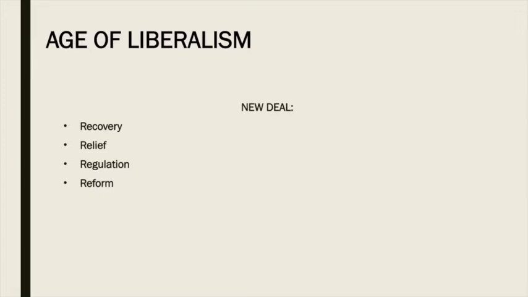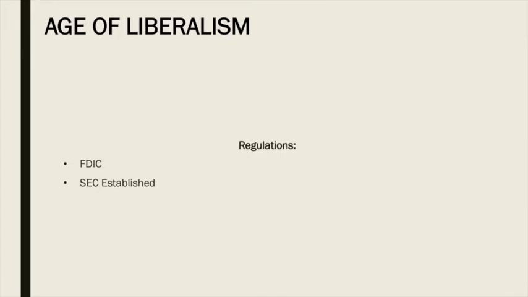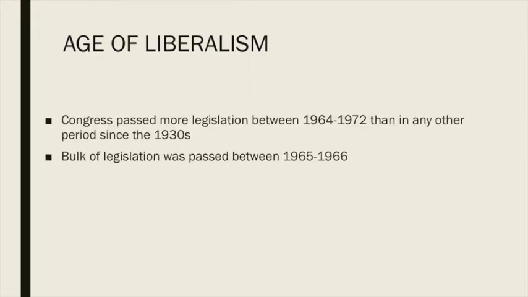Then a couple decades later, we had the New Deal, which included recovery, relief, regulation, and reform. Recovery was the National Recovery Administration, or the NRA. We had the Agricultural Adjustment Act, which helped farmers get on their feet. It paid farmers not to plant. We had regulations, which included the FDIC. We had the SEC established to regulate our financial system. The reform, such as Social Security. So again, very hands-on government.